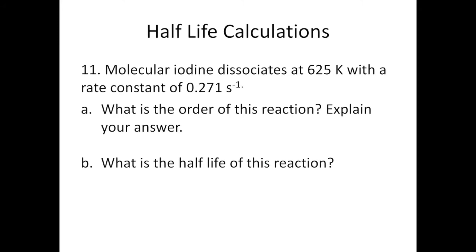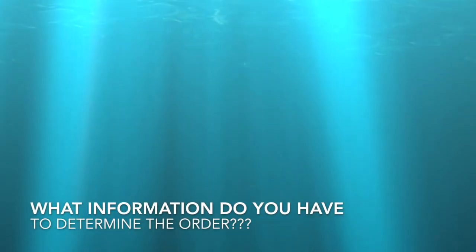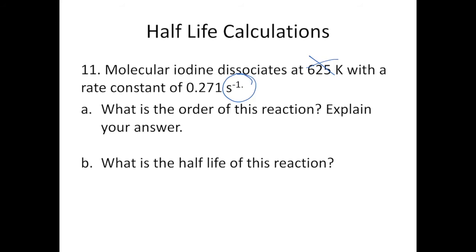Okay, number 11. We have iodine, and it dissociates at some temperature. Who cares? Not us. With a rate constant of 0.271 per second, what is the order of this reaction? It doesn't explicitly say, but how do we know? The units of K, the rate constant, will tell us the order. It's first order. And we know that from the units of K.